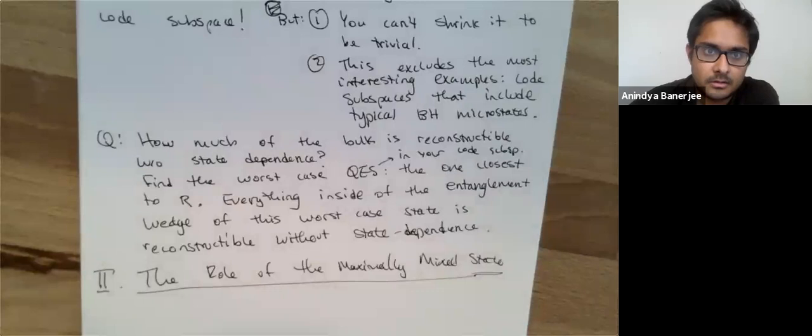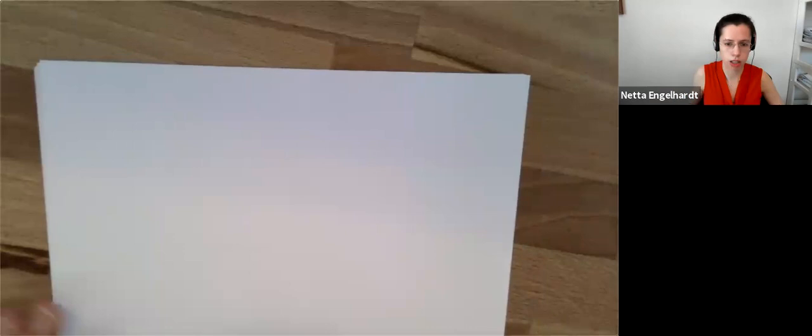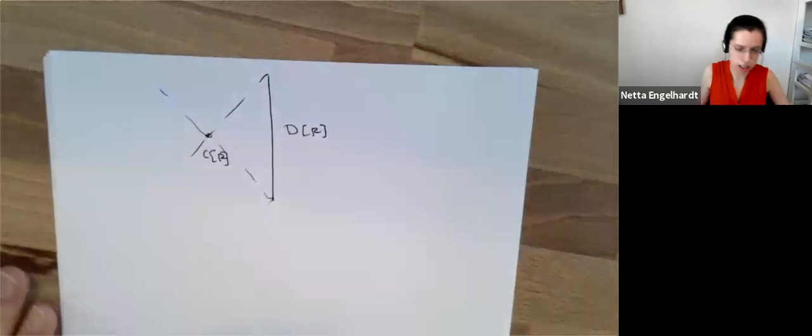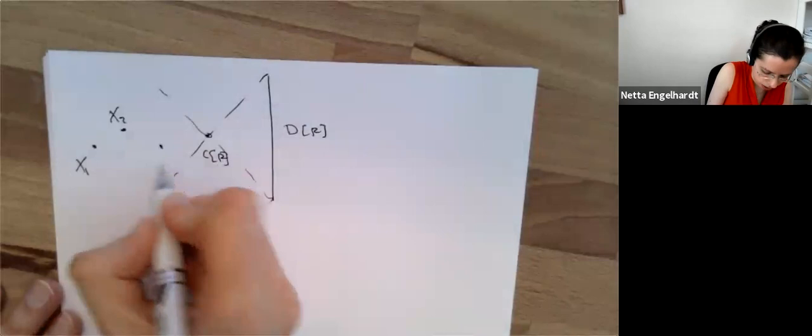Yes, but this is an important question. Let me draw a picture. So suppose that I have boundary region R, and in some state of the code subspace, I have a quantum extremal surface here. Let's call it X1. And then in another state, I have another one, X2. And in a third state, I have an X3. All of these will always be outside of the causal wedge.